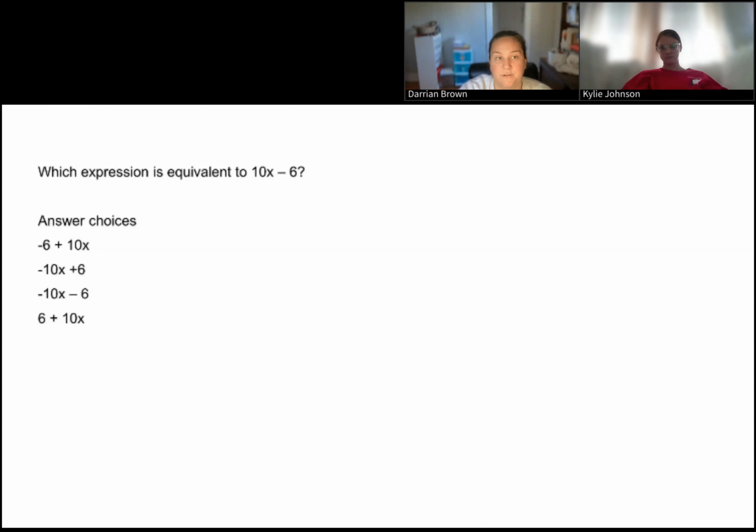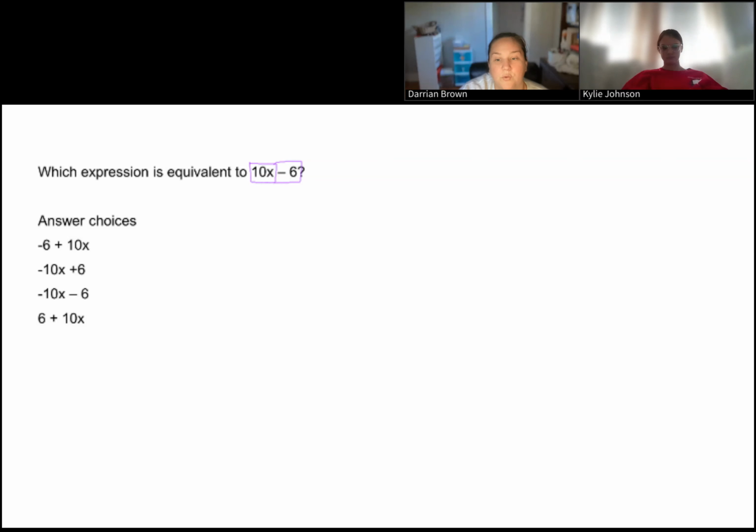So what I like to do is look in the original expression and put boxes around my original values. My original value for 10 is positive 10x and then a negative 6. Don't forget that negative sign. It appears as a minus sign in that expression, but it can go back and forth between a negative sign and a minus sign.